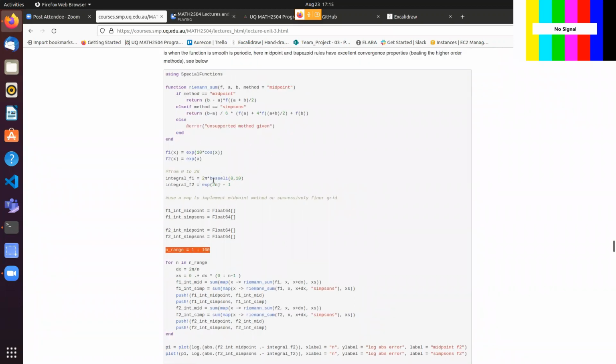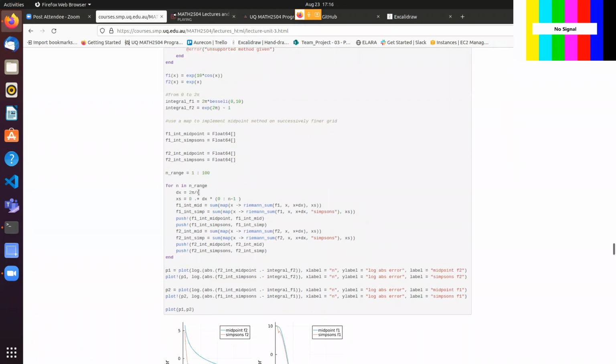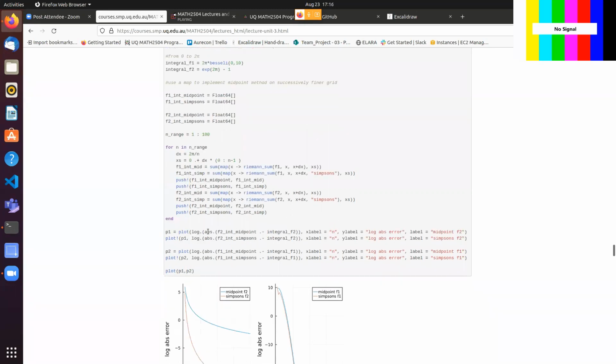I know analytically, because I looked it up for this one, it's a Bessel function to do with this funny x cos thing, but the other one's just, integrate exponential, you get an exponential, you evaluate it at 2 pi, you get e to the 2 pi, you evaluate it at 0, you get 1, so e to the 2 pi minus 1. That's pretty straightforward. So we're going to go through that range, and apply the Riemann sum with both of these two methods, midpoint and Simpson's method, for both of these two functions. And then some plotting stuff.